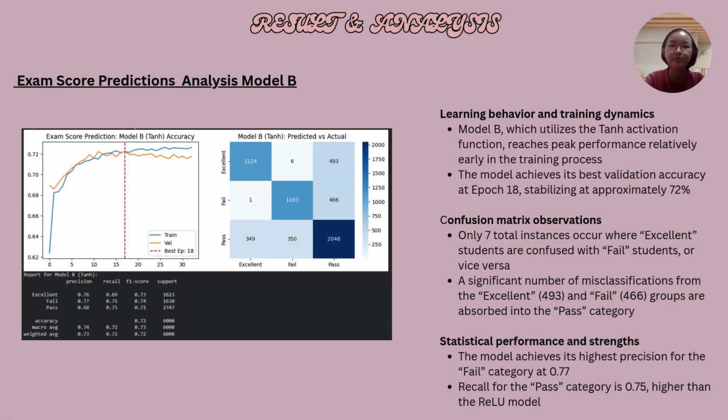Next, I will explain the performance of Model B, which uses the Tanh activation function. From the accuracy curves, Model B reaches its peak performance relatively early. The highest validation accuracy is achieved at epoch 18, stabilizing at approximately 72%. After this point, the training accuracy continues to increase towards 73%, while the validation accuracy begins to fluctuate and slightly decline. This divergence indicates that the model reaches its optimal learning capacity and shows a tendency toward overfitting if training continues beyond the optimal epoch.